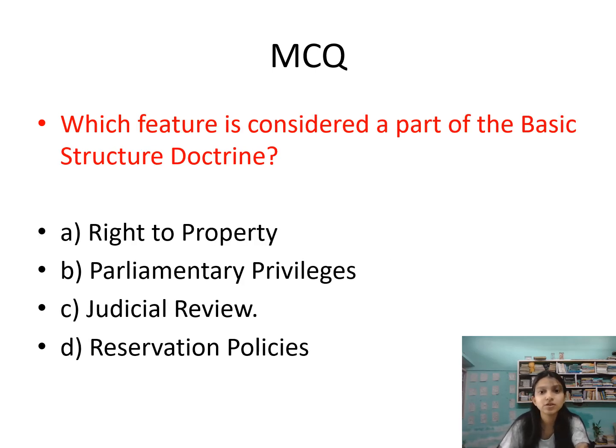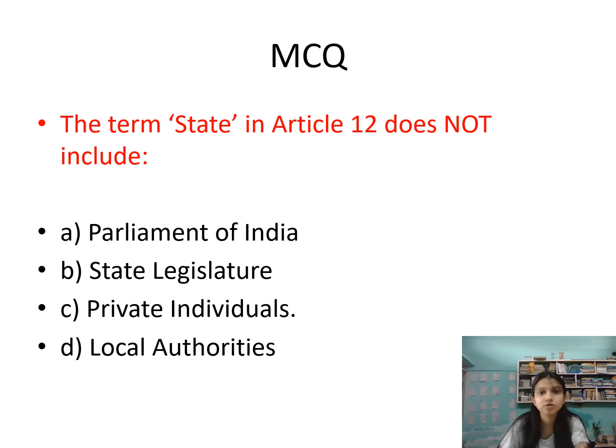Next question we have, which feature is considered a part of basic structure doctrine? So as we all know, basic structure doctrine has very essential ingredients and some of the parts are known as the basic structure doctrine. And the options that we have: right to property, parliamentary privileges, judicial review and preservation policies. So the correct answer would be judicial review, which cannot be removed from the constitution through an amendment.